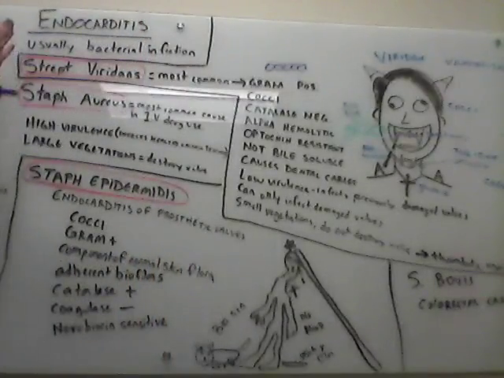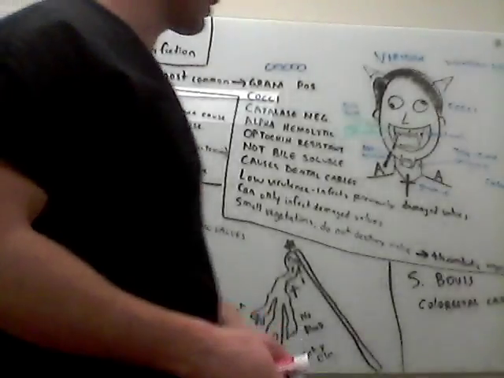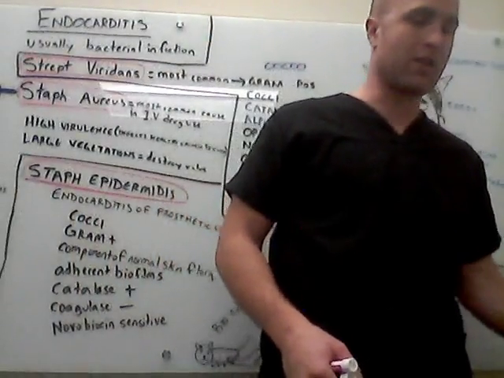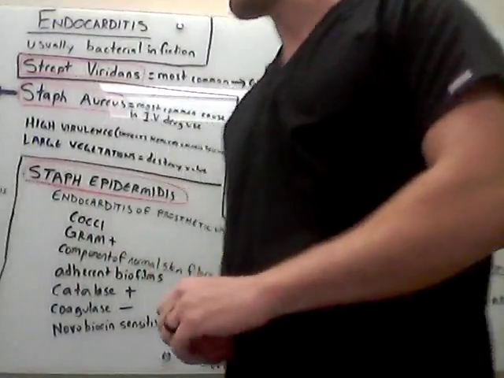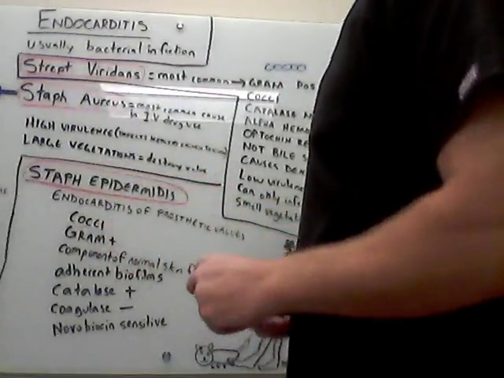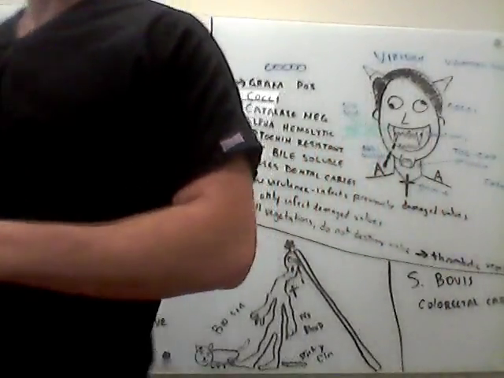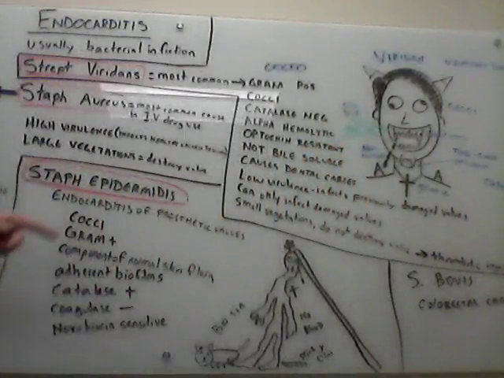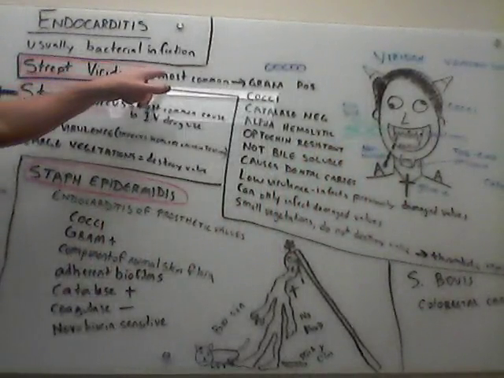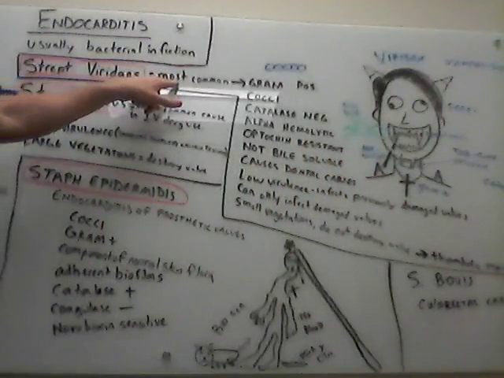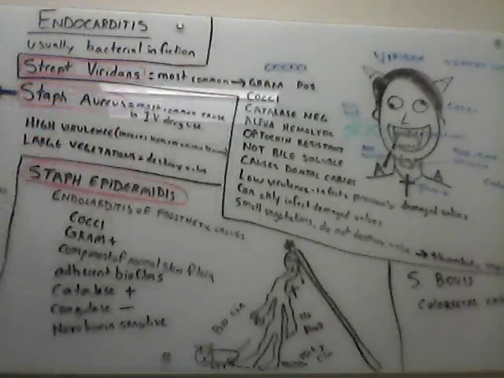So endocarditis is usually caused by a bacterial infection. And we're going to be covering several different types of bacteria that do this, and conditions surrounding them, and ways to memorize them as well. So first of all, we have Streptococcus viridans. Streptococcus viridans is the most common cause of endocarditis.